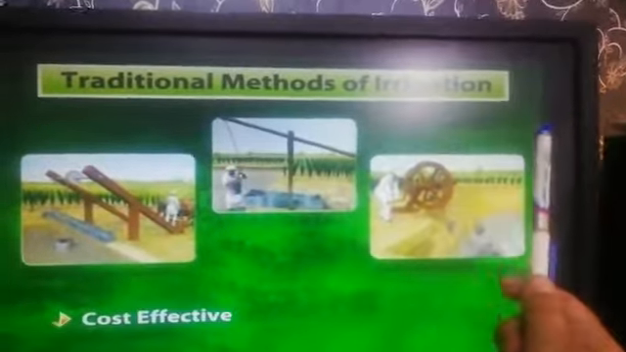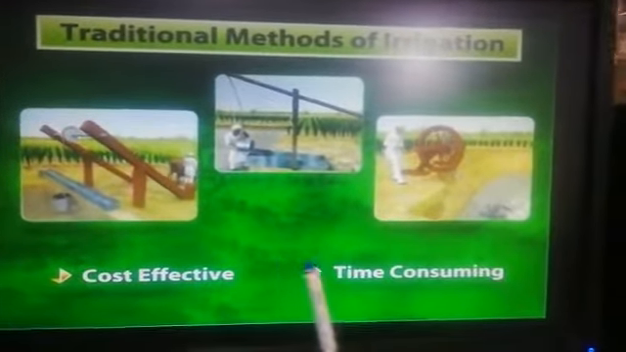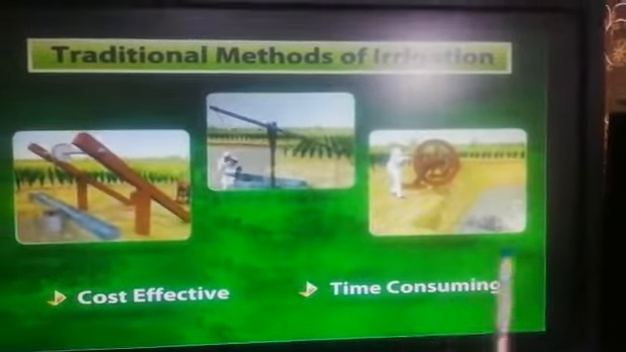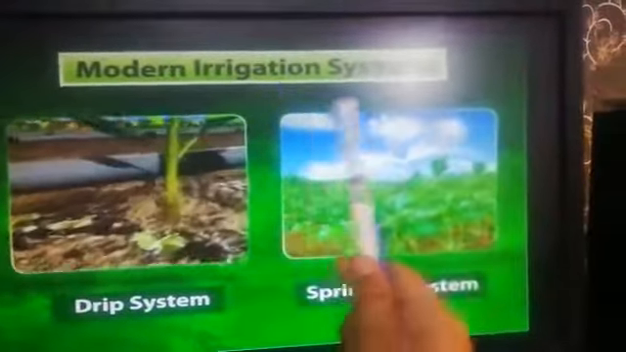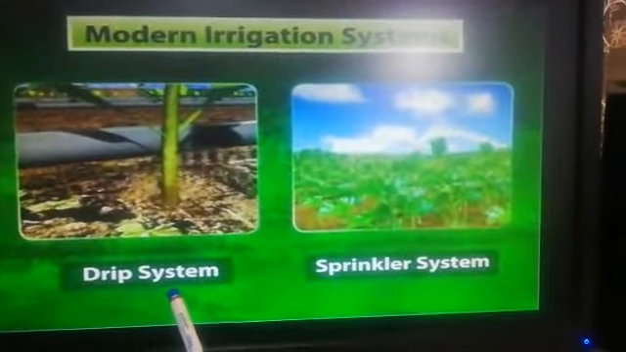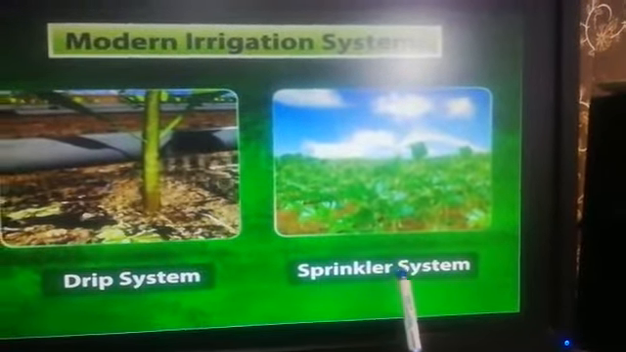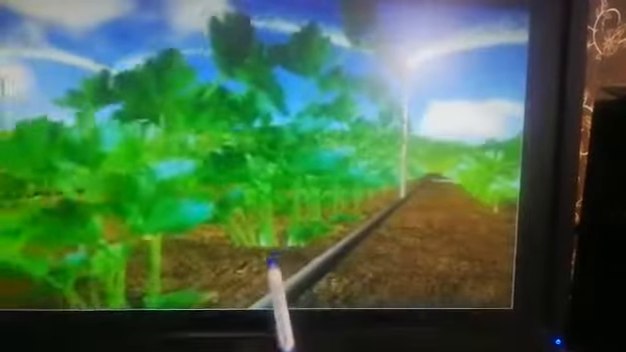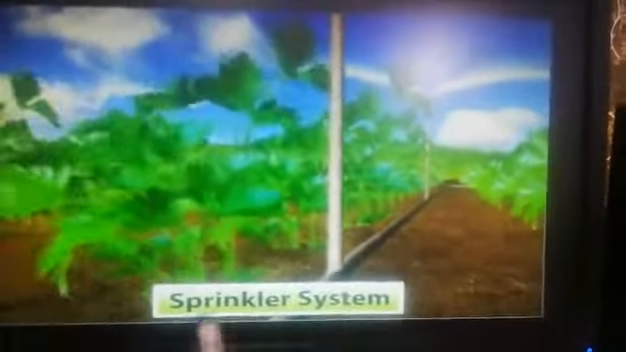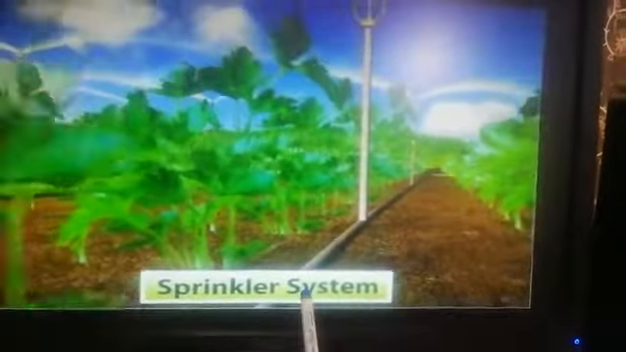The traditional methods of irrigation are costly and time consuming. You can see this in all the methods. And next, modern irrigation systems: drip system and sprinkler system. We have two types of irrigation systems in Pakistan. First, we are going to describe the sprinkler system.